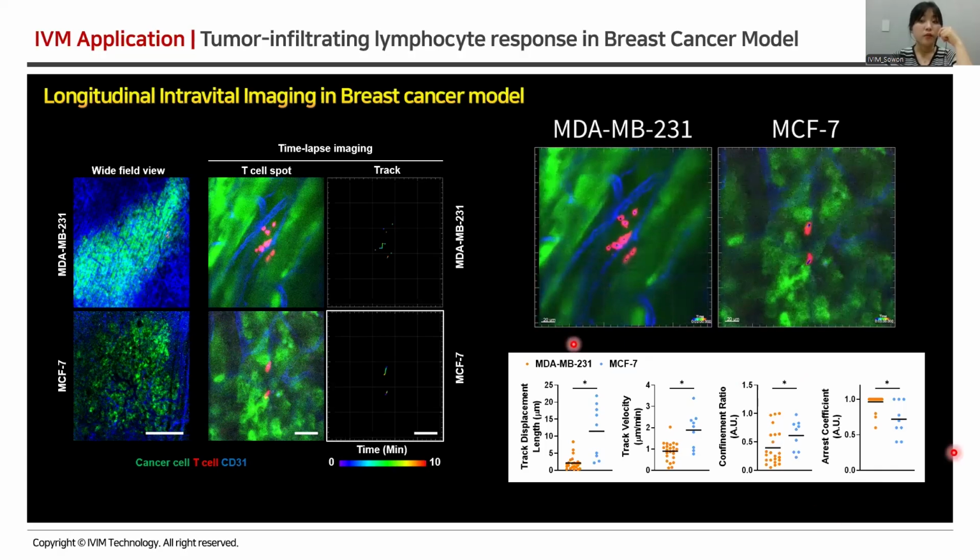Taken together, these results highlight that in vivo microscopy is a powerful approach to dynamically track TILs and tumor cells, providing real-time insights into the interactions between the immune system and tumors.